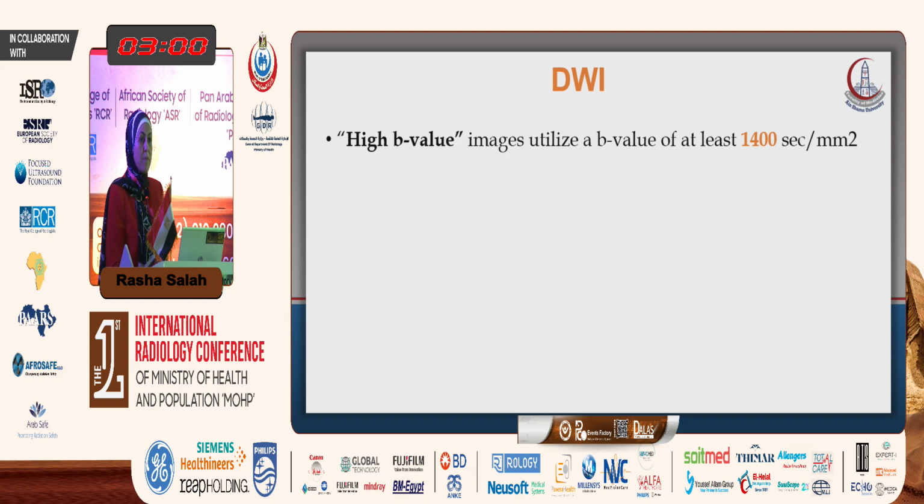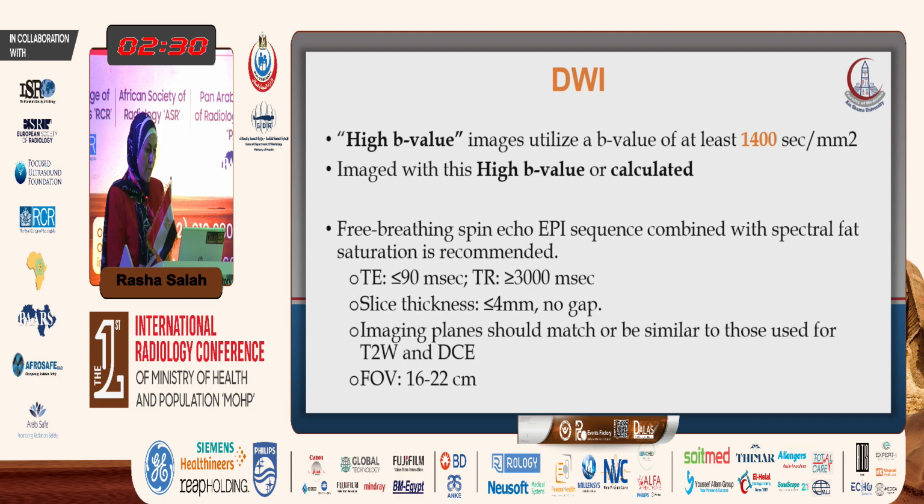1,400, and this B value could be obtained by 2 techniques. Either we instruct the machine to acquire these images initially by adding this B value to our imaging protocol, or we use the routine diffusion weighted image and then calculate this high B value on the machine, which is now available on most machines. The diffusion weighted image is performed during free breathing, and again we should have a small field of view including the prostate and seminal vesicles to allow better resolution for the diffusion weighted image.